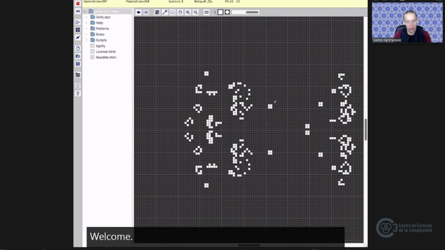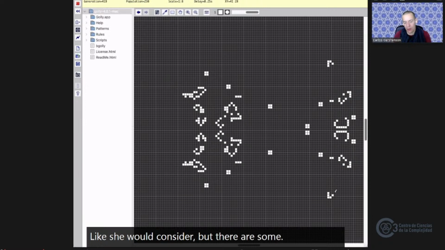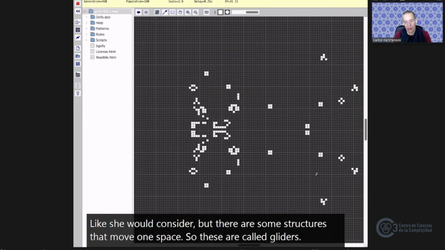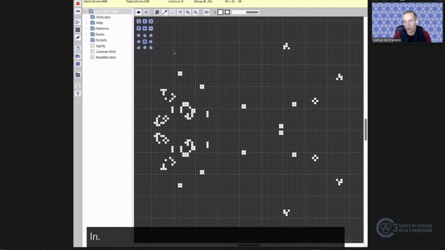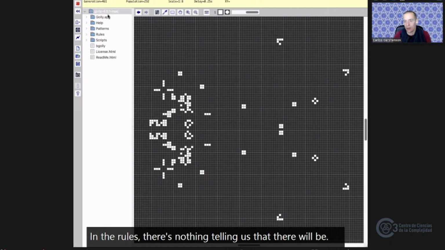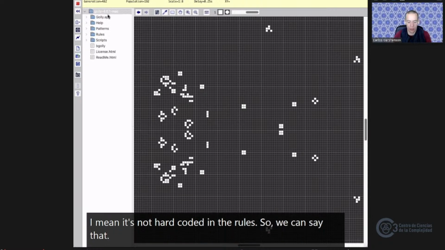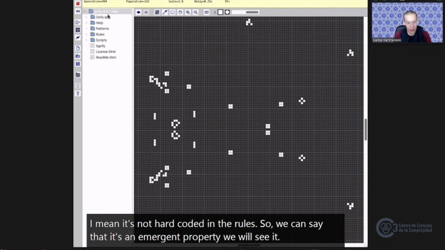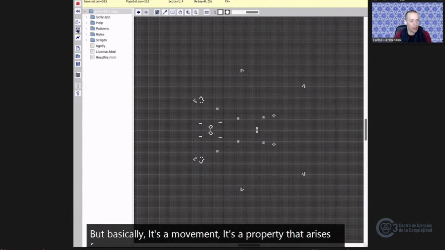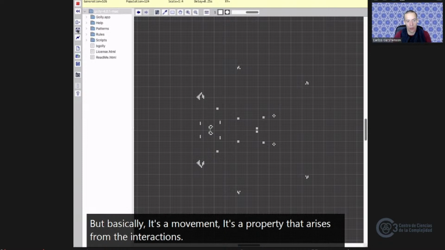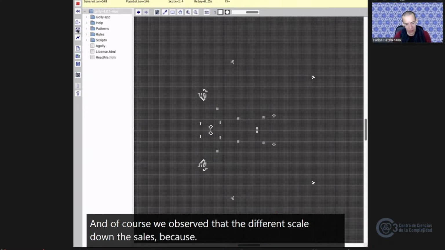Then we can see some regular patterns. And here we can see that there are some structures that move in space. So these are called gliders. They move in diagonal. And in the rules, there's nothing telling us that there will be movement. I mean, it's not hard-coded in the rules. So we can say that this is an emergent property. We'll see a bit more about emergence. But basically, movement is a property that arises from the interactions between the components. And of course, we observe it at a different scale than the cells because it's a pattern of several cells.